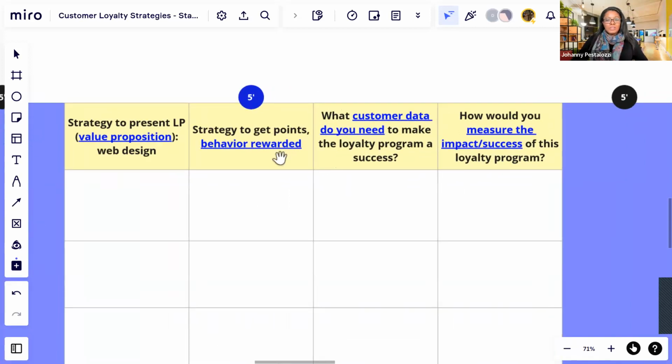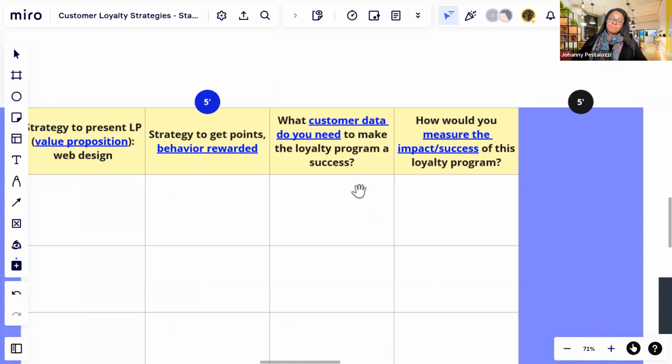The second question is the strategy. What is the behavior that is rewarded? What do you think they're looking after? Do they want people to buy more? Do they want them to register more, to sign up for their newsletters, to recommend them, etc.?